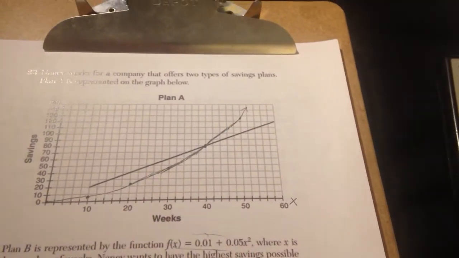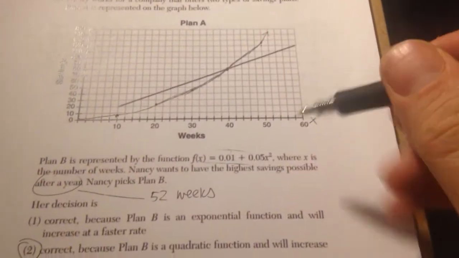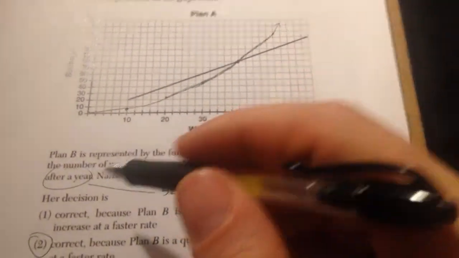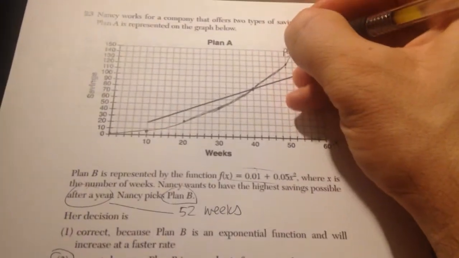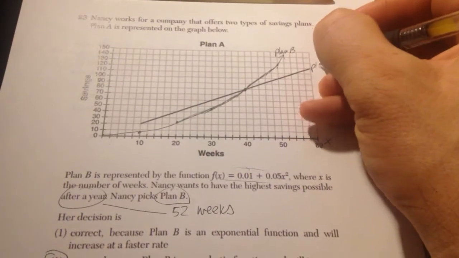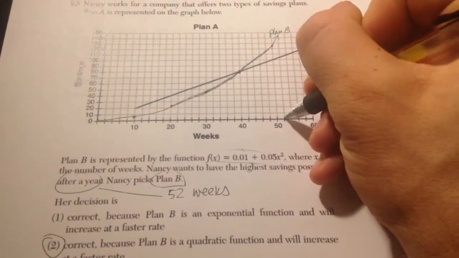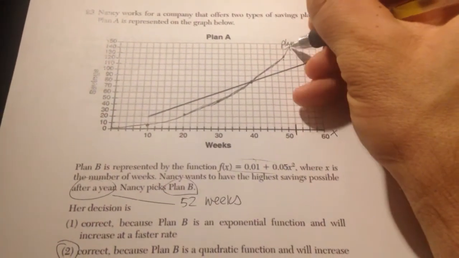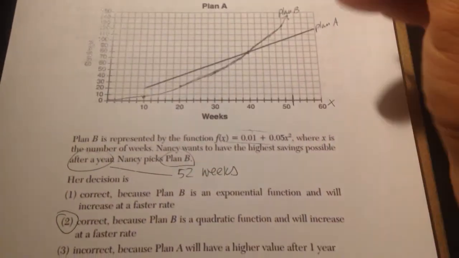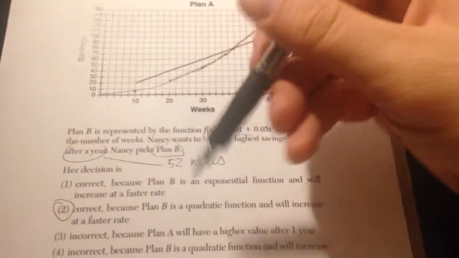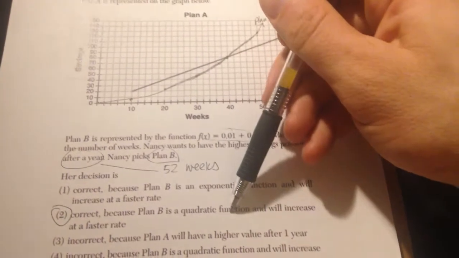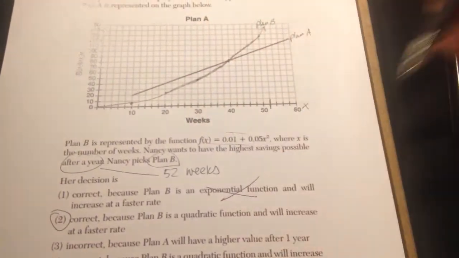Now Nancy wants to have the highest savings possible. She picks plan B. This is plan B, and this line is plan A. So after a year, that's 52 weeks. So after a year, 2, 4, 6, 8. So about right here, we have to see which one is higher. And it looks like plan B is. So Nancy is correct, and the reasoning is because plan B is a quadratic function. I mean, this is not an exponential function. That is not true.